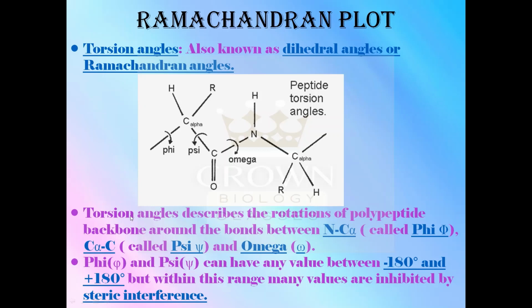Torsion angles describe the rotation of the polypeptide backbone around the bonds phi, psi and omega. And this phi and psi can have any value between minus 180 degrees and plus 180 degrees. But within this range many values will be inhibited. And why will those values be inhibited? As a result of crowding or steric hindrance.